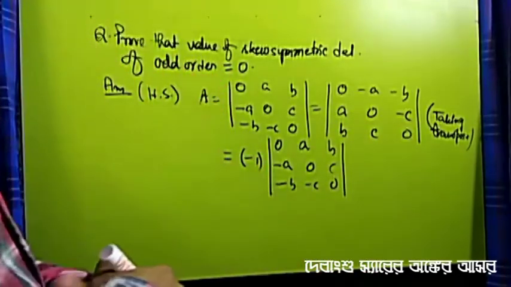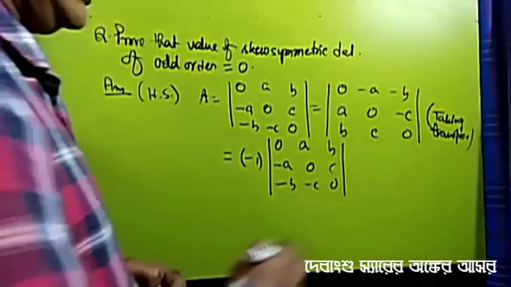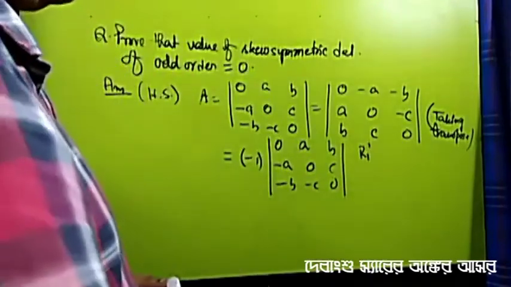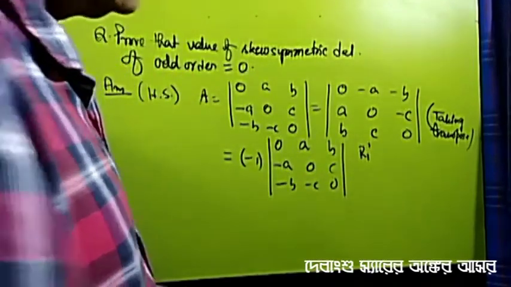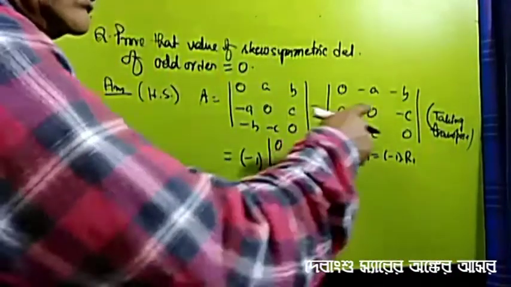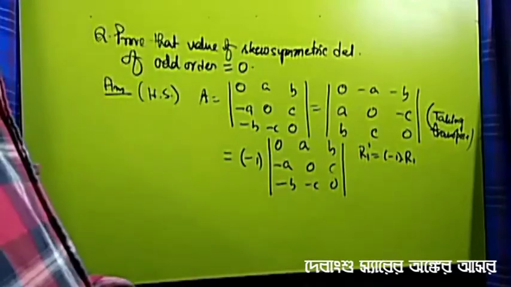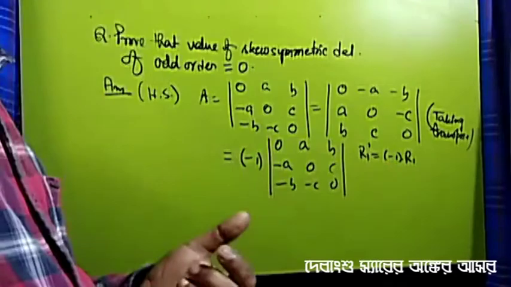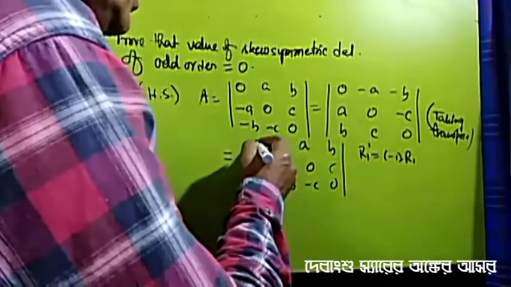What we have to do, that I have to write. That is, I multiplied R1 dash, that is new R1. R1 dash represents the new first row, which is minus 1 into R1. So the first row is multiplied by minus 1. Since it is multiplied by minus 1, it is divided by minus 1. So it is minus 1 to the power 3.